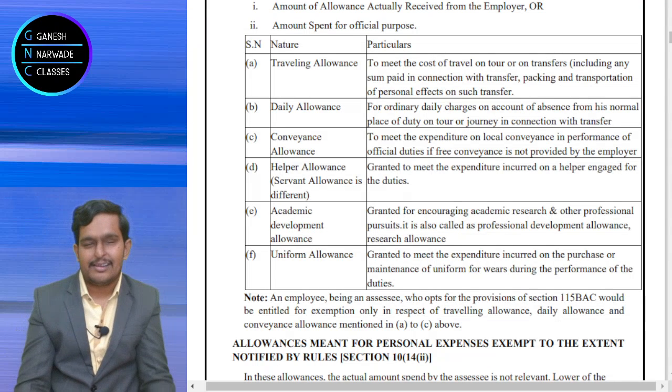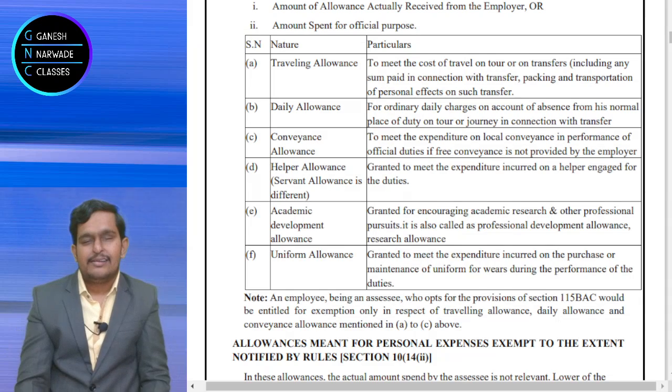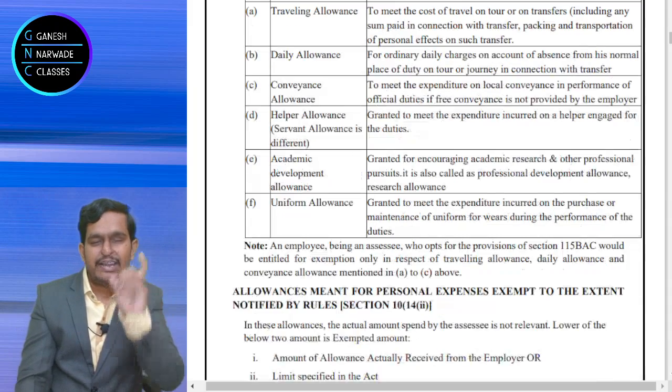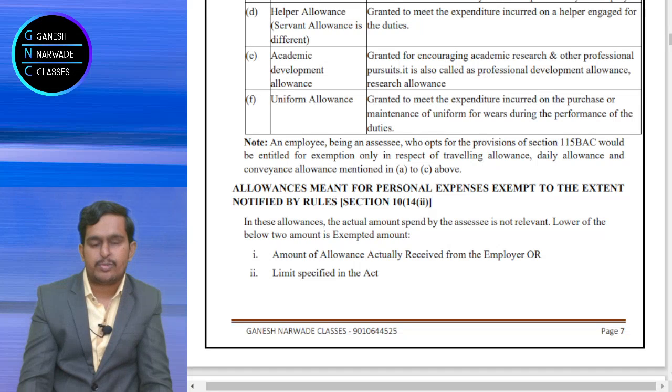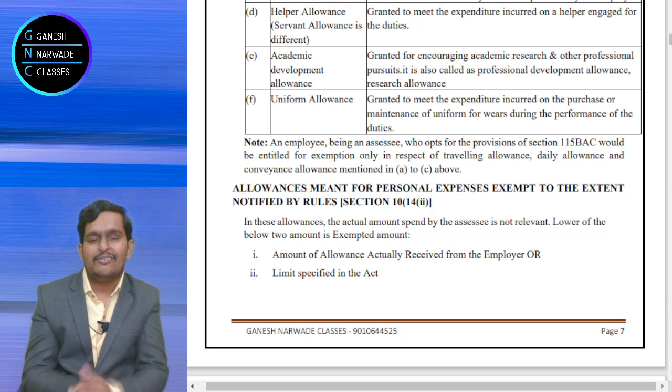Clear? Yes, sir. Now come to the second part. Here specified amount is exempt. These are 7 items which I am going to discuss now. Only specified amounts are exempt. So whatever actual expenditure or specified amount, whichever is lower, will be exempt. So let's discuss the first one.